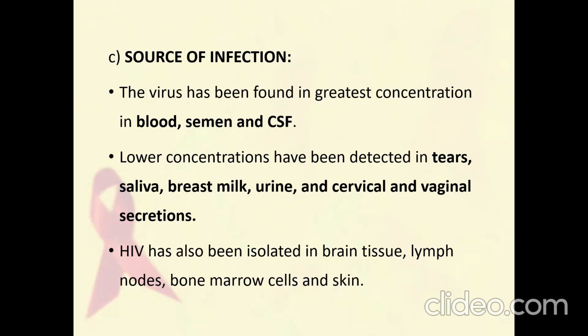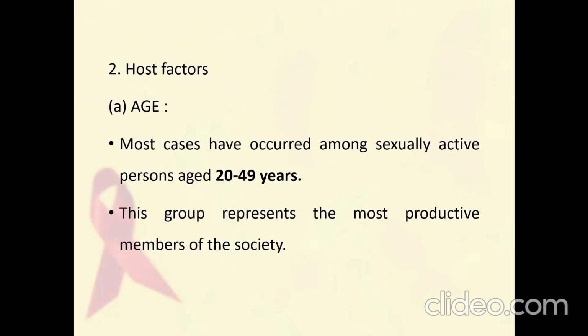Lower concentrations have been detected in tears, saliva, breast milk, urine, cervical and vaginal secretions. HIV has also been isolated in brain tissue, lymph nodes, bone marrow cells, and skin. Then host factors. So age. Most cases have occurred among sexually active persons aged from 20 to 49 years. This group represents the most productive members of the society.